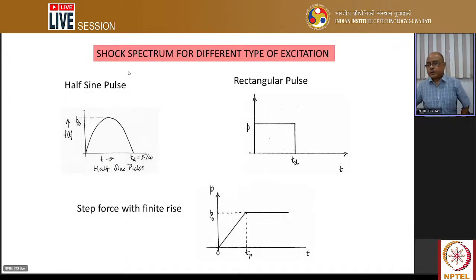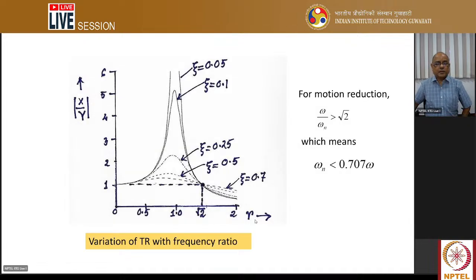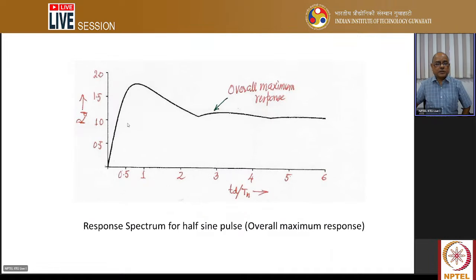Then we have discussed shock spectrum for different excitations: half sine pulse, rectangular pulse, step force with finite rise. Okay, so what is response spectrum? Response spectrum is the maximum displacement of a single degree of freedom system with different time periods. That is, it is a plot of maximum displacement or maximum velocity or maximum acceleration of a single degree of freedom system against the different time periods.